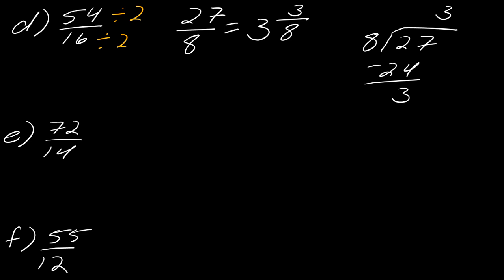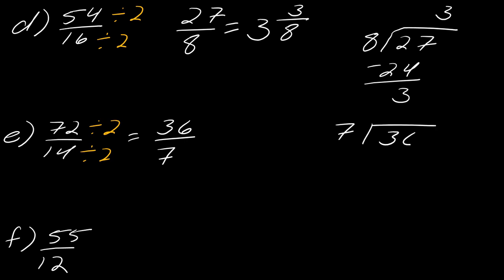Okay, so moving on to E. For this one, I notice that once again, they're both divisible by 2. So I guess I will start there. 72 divided by 2 is 36. 14 divided by 2 is 7. So this is as far as this one will go. And now I've got to do the same thing, right? So I'm going to divide 7 into 36. I'm going to erase the work from earlier.